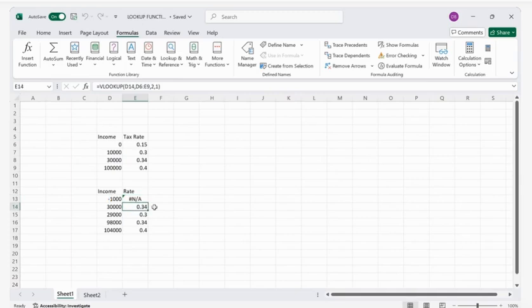We can find the amount of tax a person earning 30,000 has to pay using the VLOOKUP function. To find out, we write the formula as equal to VLOOKUP(D14, D6:E9, 2, 1), where D6:E9 is the table range, 2 is the column number, and 1 represents TRUE, which means we want an approximate match.